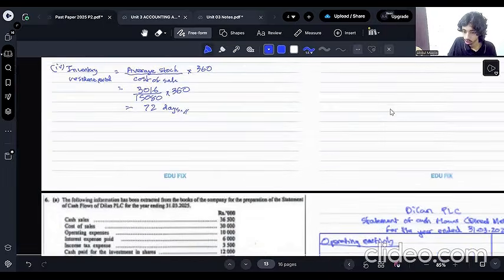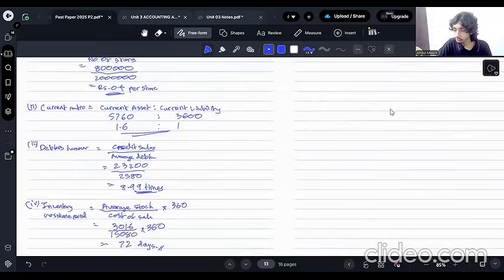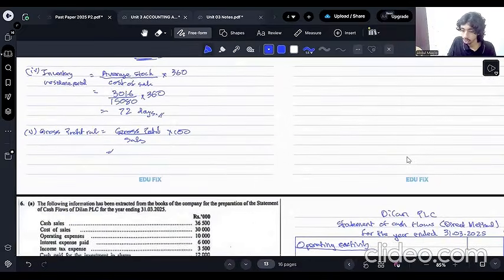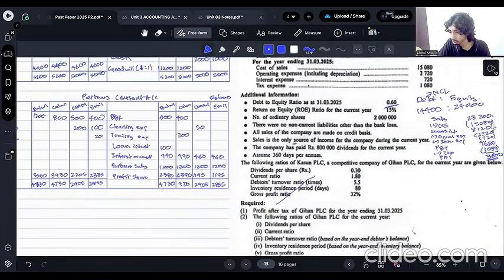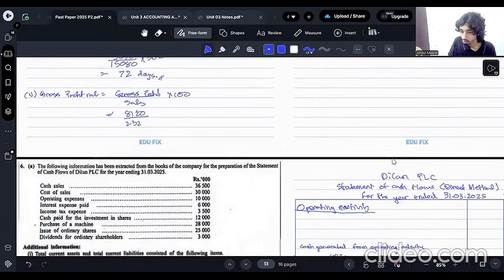Fifth one, gross profit ratio equals gross profit divided by sales into 100. Earlier we found the gross profit through this working, 8,120. 8,120 divided by sales, how much is sales? Sales is 23,200. So 8,120 divided by 23,200 into 100, that is 35%.